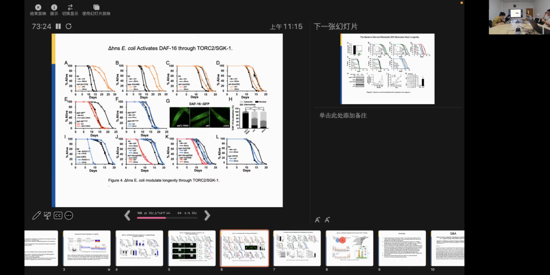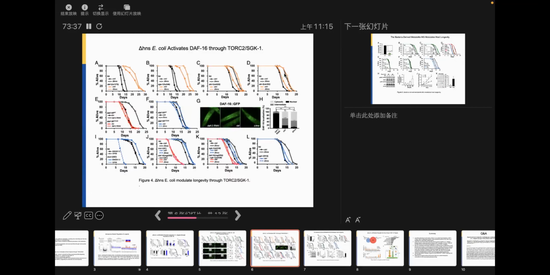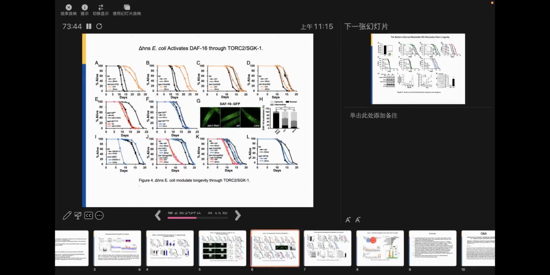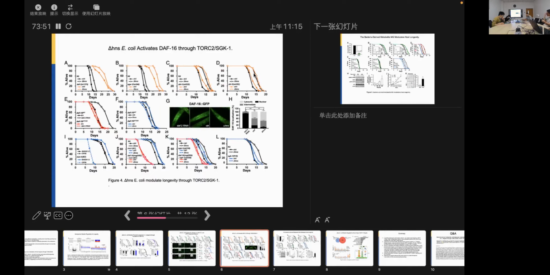So they continue to check. But don't we know it from figure 3 already? Yeah, we know it from 2 or 3 already, which is torque. Torque SGK1. Torque substrate. DAF16 is not able to be activated by anything here. But you can add another pathway to affect the DAF16 dispersion of transcriptions.